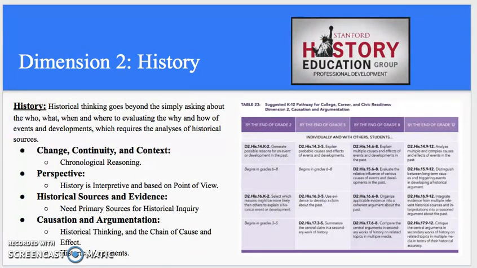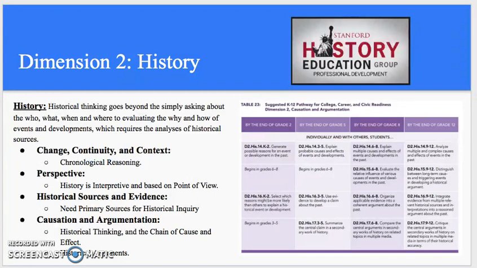Okay, so the next part of Dimension 2 is history. And so in this section, students should be able to move beyond simply asking about the who, what, when, where, and towards the why and how of events and developments. There are 4 subsets to this: changing continuity and context, perspectives, historical sources and evidence, causation, and argumentation.